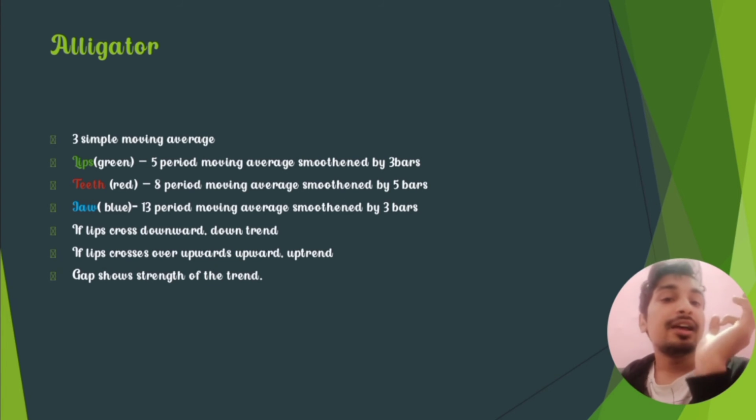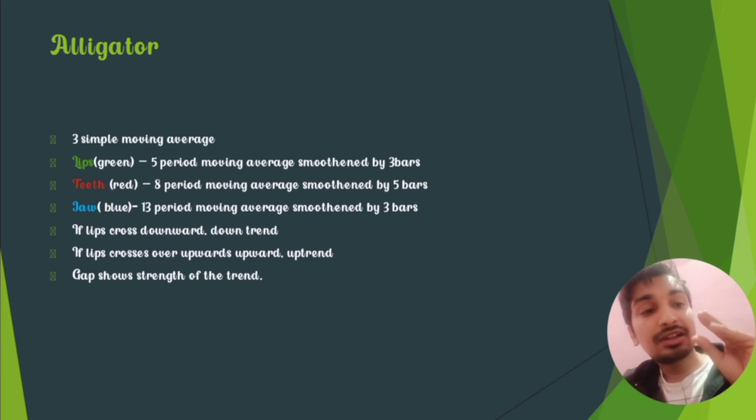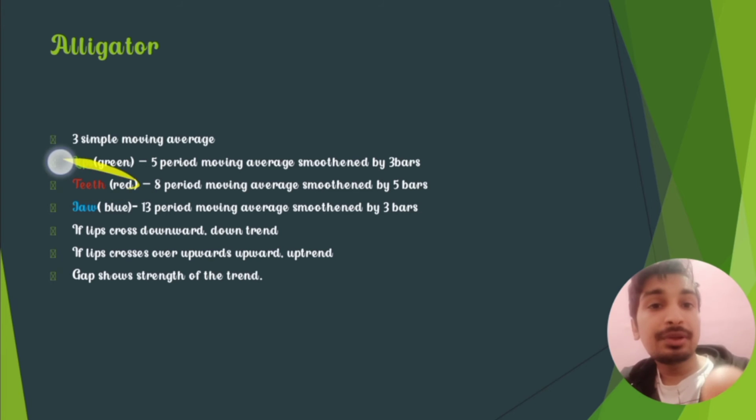The alligator is an indicator made up of 3 simple moving averages. It has the upper lip. It looks like an alligator. You might have seen a crocodile, right? The upper is the green lip, blue is the jaw, and the middle, the teeth or the tongue, you can call it, is red. So the lip is green, the teeth are red, and the jaw is blue.